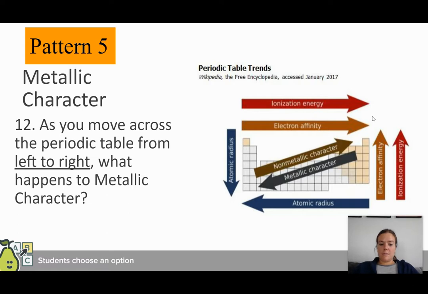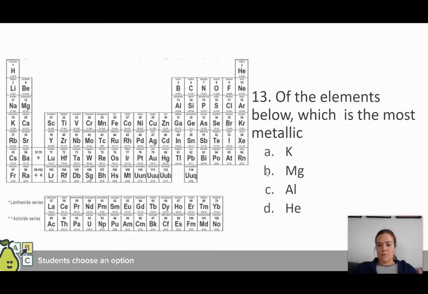All right, so as you move across the periodic table from left to right, what happens to the metallic character? It decreases. Good. All right, so of the elements below, which would be the most metallic? With this question, you're looking for which one is further to the left and further down the periodic table. Which of these three would that meet? Great, so the correct answer is K. If we look at K over here, there's magnesium, there's aluminum, and there's helium. K is the furthest to the left and furthest down the periodic table.